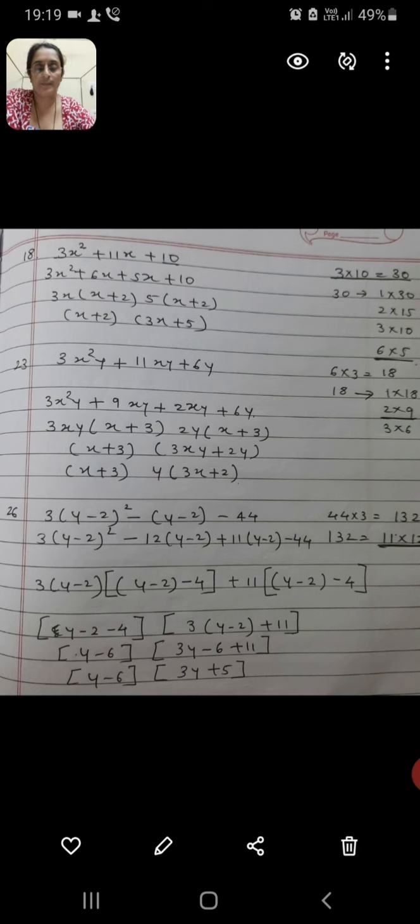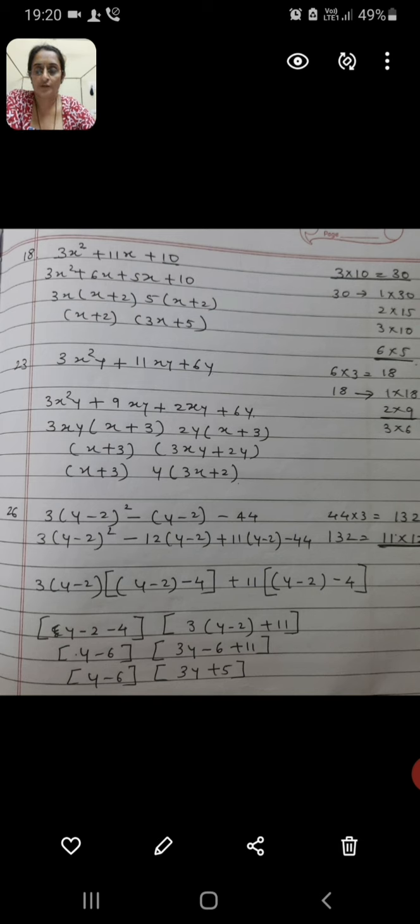Let us go to the 23rd sum: 3x square y plus 11xy plus 6y. Now here 6 and 3 are the numbers, 6 threes are 18. So we have to split 18 into factors, that is 1 into 18 or 2 into 9. The middle term is 11xy, so we have to take 2 and 9. So split the middle term: 3x square y as it is, plus 9xy plus 2xy plus 6y.